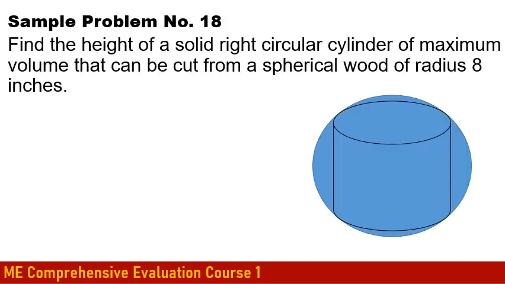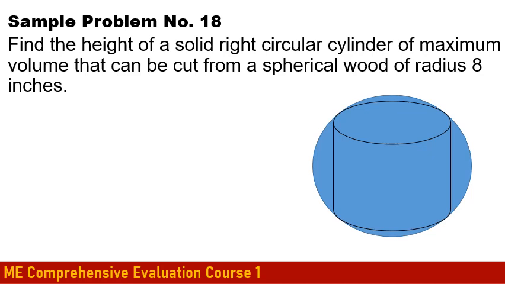Sample problem number 18. Find the height of the solid right circular cylinder of maximum volume that can be cut from a spherical wood of radius 8 inches. So this is the illustration. We have a spherical wood, the blue one. The radius of this sphere is 8 inches.